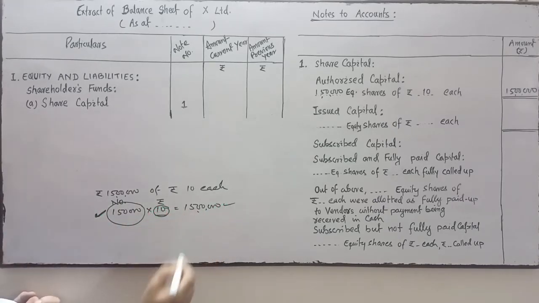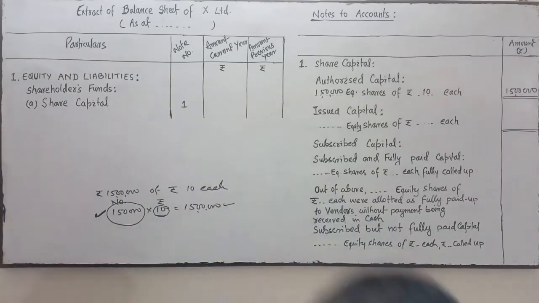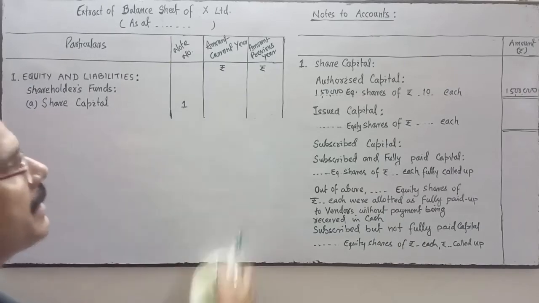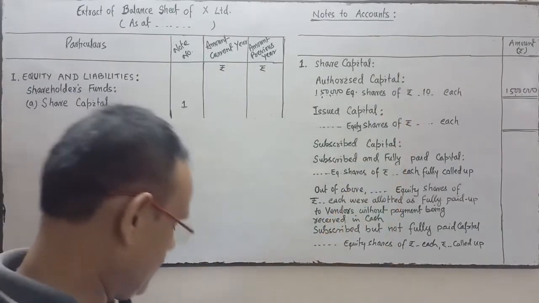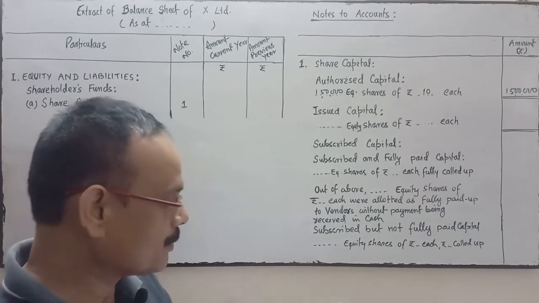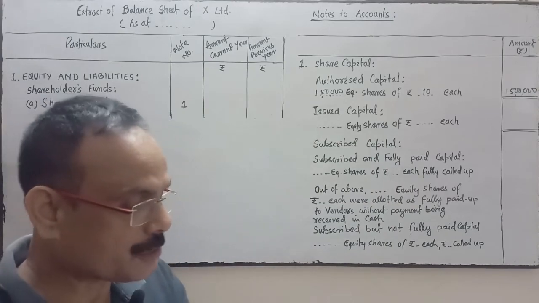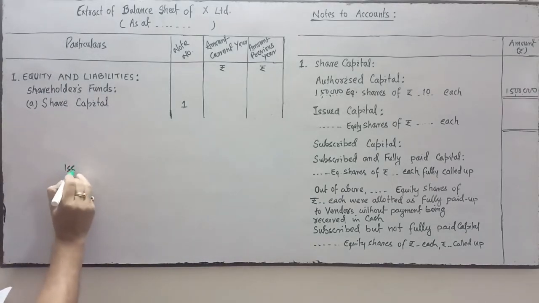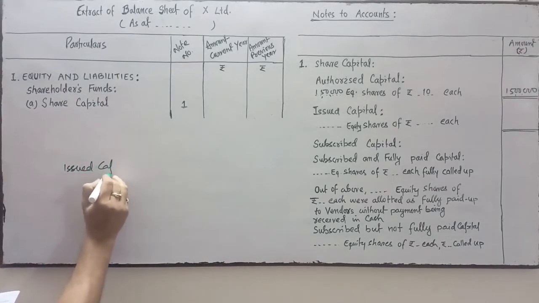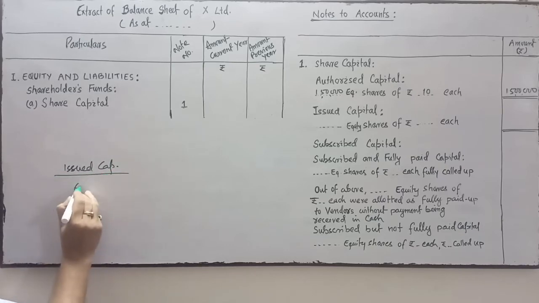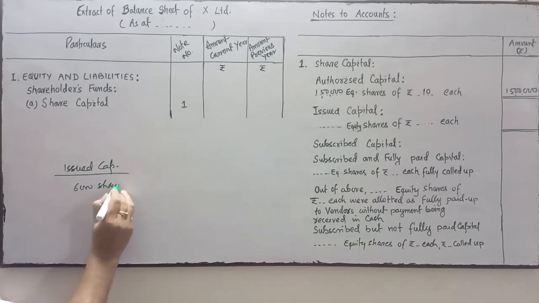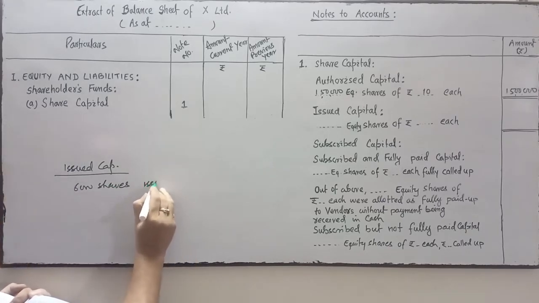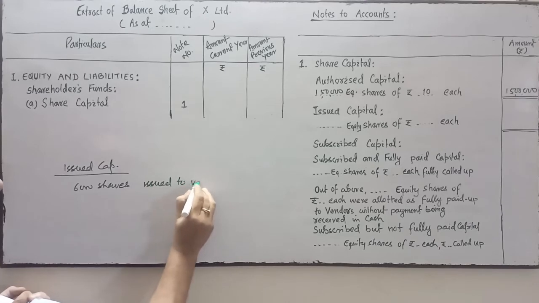So it is 15 lakhs. Authorized capital is 1,50,000 equity shares of rupees 10 each. The next line of the question is, out of these, 6,000 shares were issued to the vendor. They are talking about the issued capital. 6,000 shares are issued to whom? They are issued to the vendor.